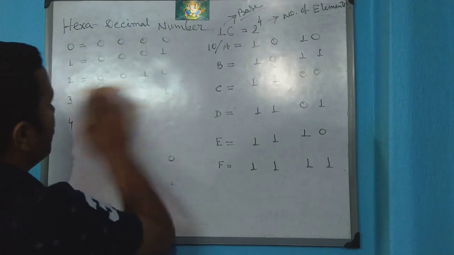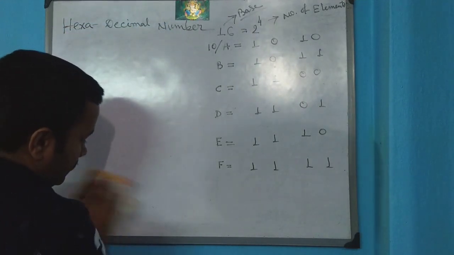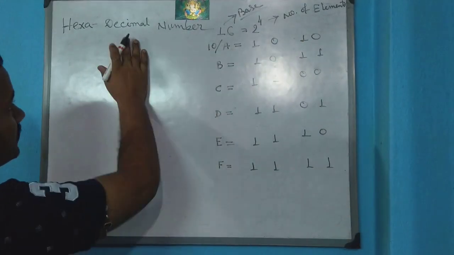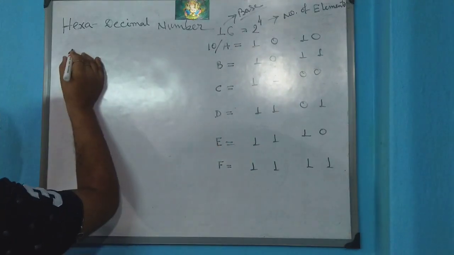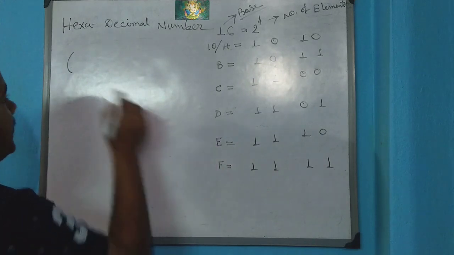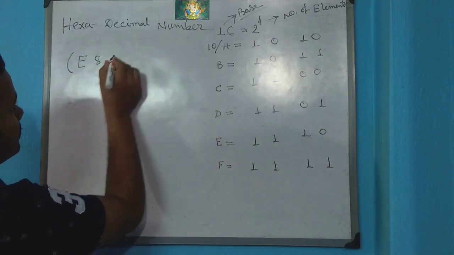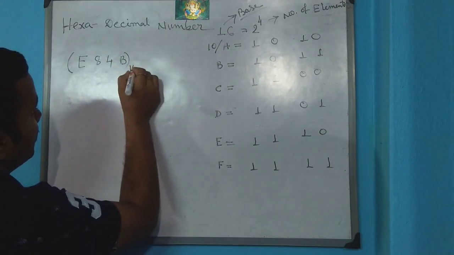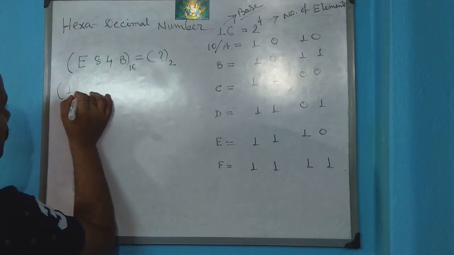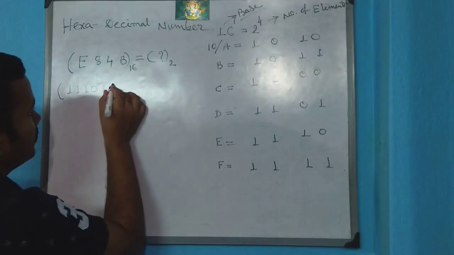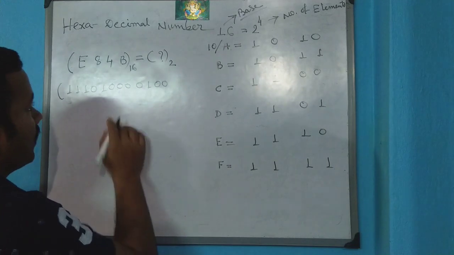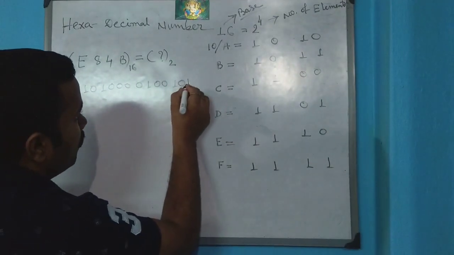Now to convert from hexadecimal number to binary number. Suppose E84B is your hexadecimal number, and the question is its binary. E means 1 1 1 0. 8 means 1 0 0 0. 4 means 0 1 0 0. And B means 1 0 1 1. That is your answer.